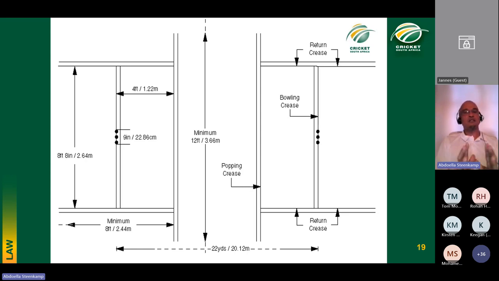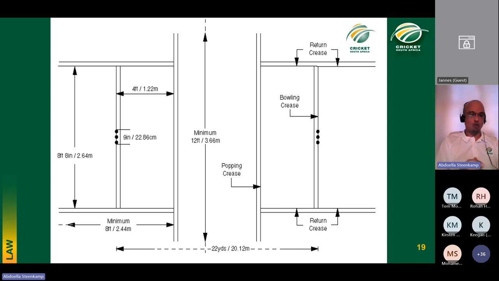So for me, an easy method how I memorize these lengths, I only focus on the length from the bowling crease to the popping crease, which is 1.22 meters. Because from that number, I can derive my return crease length and I can derive my popping crease length. If you multiply 1.22 times 2, you get 2.44 meters, which is the length of my return creases. And then if you multiply 1.22 times 3, it gives you 3.66 meters, which is the minimum length of the popping crease.